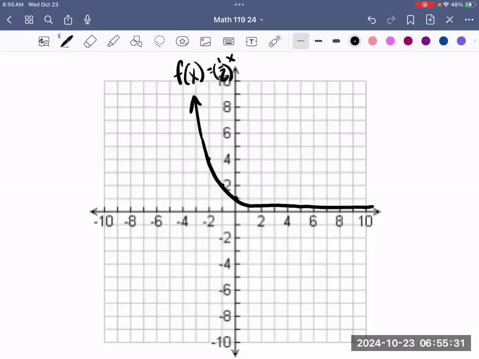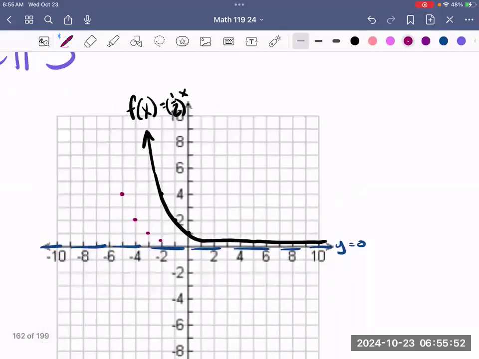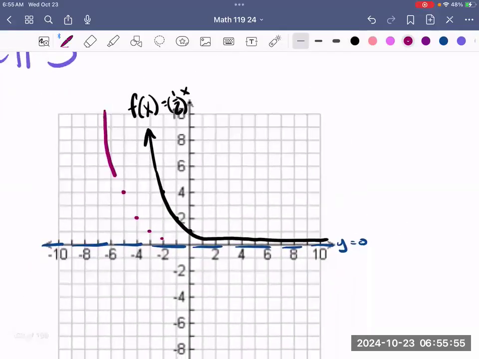Now we said we are going to take this graph and its horizontal asymptote and shift everything to the left by 3. That means each point gets to move 1, 2, 3 to the left. So your graph should look something like this. So this is h of x is equal to 1/2 to the x plus 3.